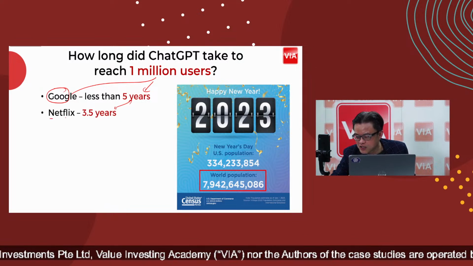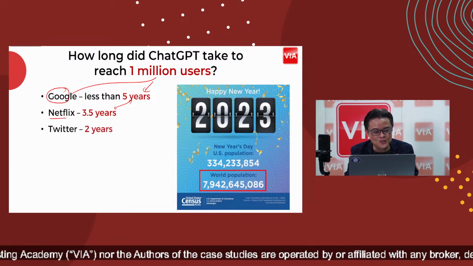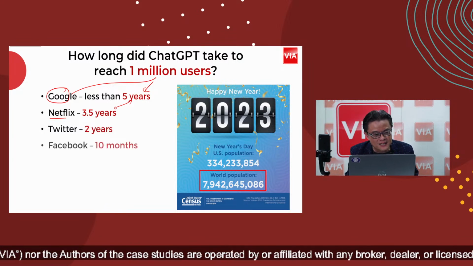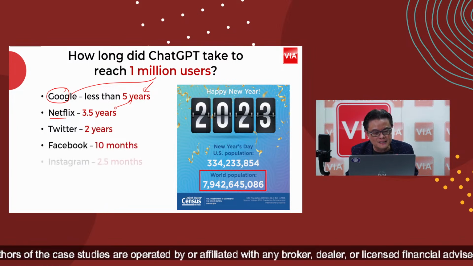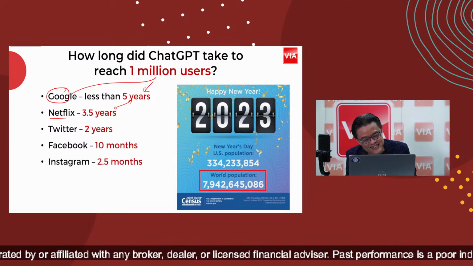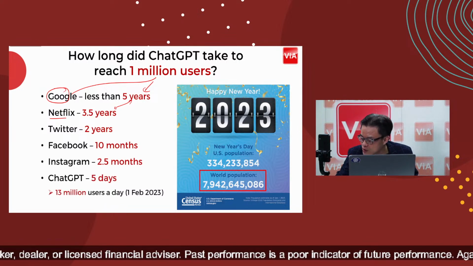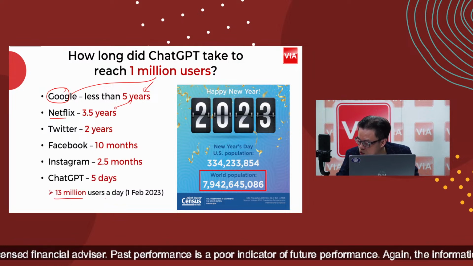So what does it mean between these two? People prefer to watch TV than just do research. See, this is quite crap. Next one, Twitter, 2 years. Facebook, 10 months. Instagram, 2.5 months. Last one, ChatGPT, 5 days. So in other words, 30 million users per day.